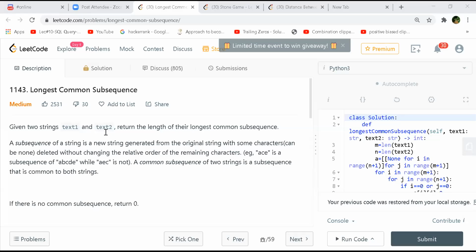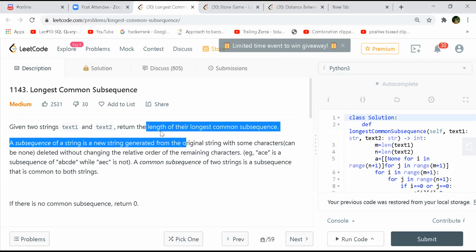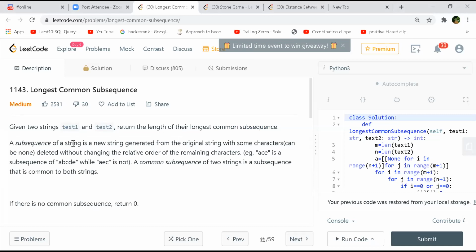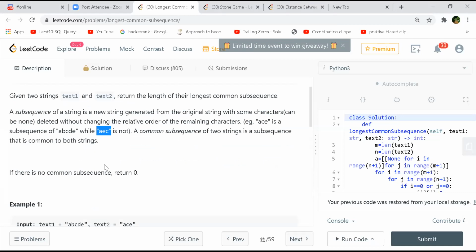So let's start with the first problem then. Our first problem is longest common subsequence. Two texts are given, and we have to return the length of their longest common subsequence. The definition they have given is a new string generated from the original string with some characters deleted without changing the relative order of the remaining characters. Like AC is a subsequence of this, while AEC is not because the order is changed.